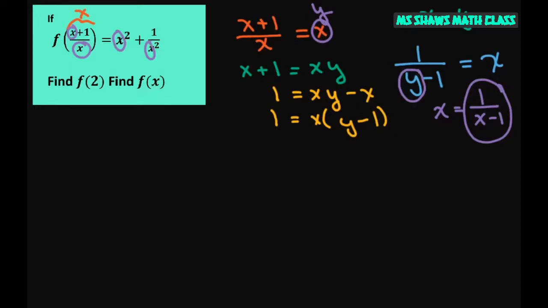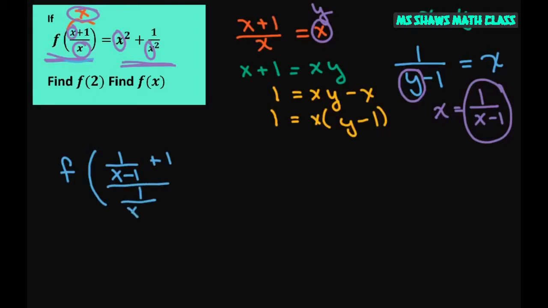Now I'm going to do it for this first part here. And we should get f of x, because that was what we set it. This part's going to be a little messy. So let's start with just this first part. So we're going to do f of (1/(x minus 1) plus 1)/(1/(x minus 1)). Now, let's clean up this numerator.